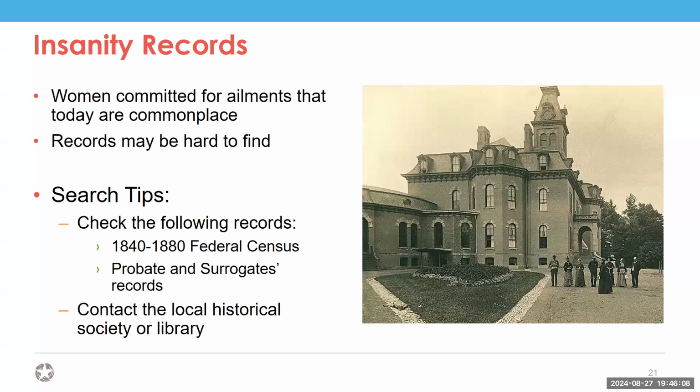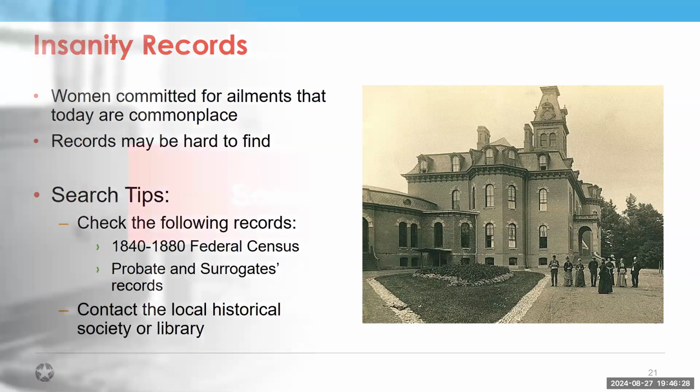If you do find that your ancestor had been institutionalized, or what the institution was, you can always contact the local historical society in that area or library to see if there are any records that still exist. They might be the best people that know.